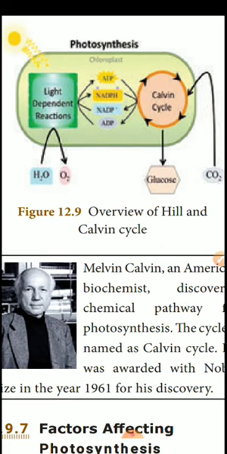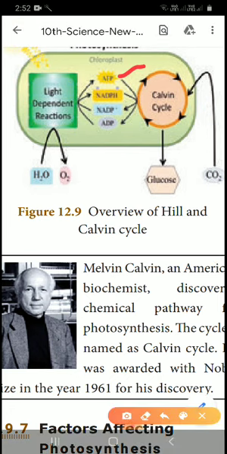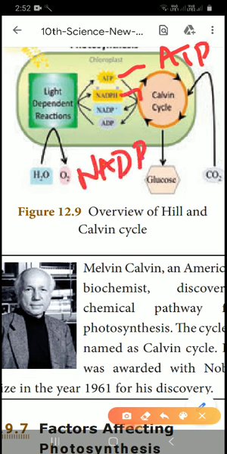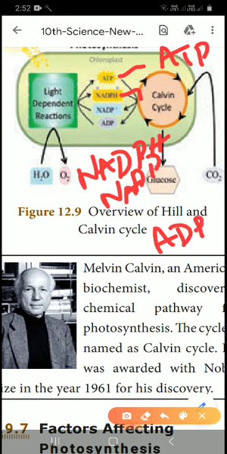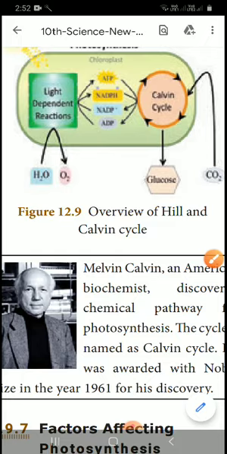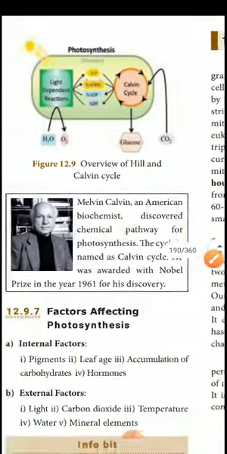Light dependent reaction, this is the Calvin reaction. First one is ATP, second one NADPH. Next NADP, and last ADP. So the light dependent reaction and the Calvin cycle will be formed. Okay, so this is the Calvin cycle.